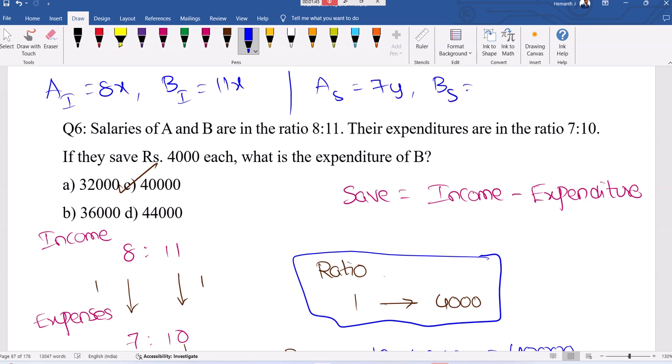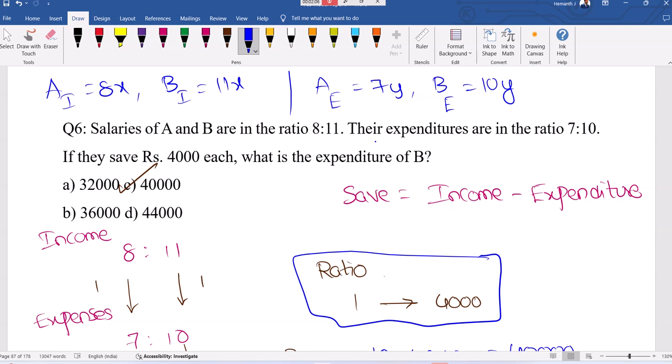B saving is 10y. Don't take x here, already x is taken. Now it should be something called y. Expenses, sorry. The difference is what they gave in the question. A income minus A expenses is 4,000. B income minus B expenses is 4,000. You can solve it as two equations, two unknowns like that.